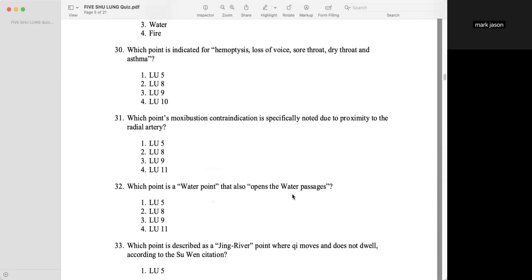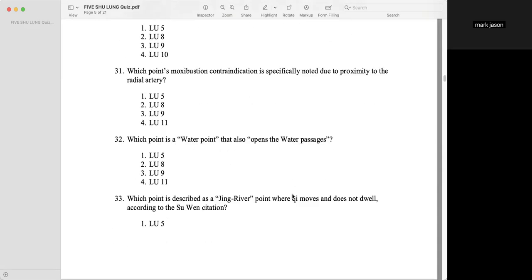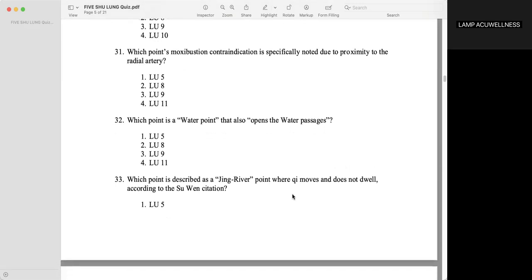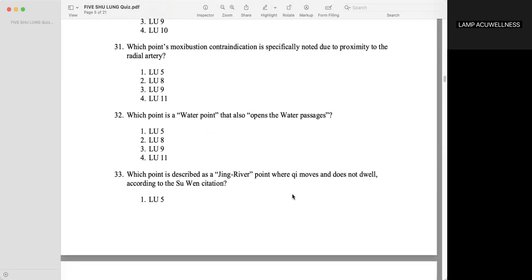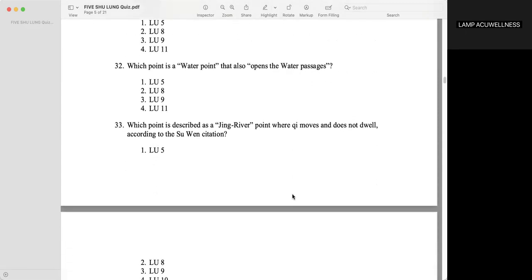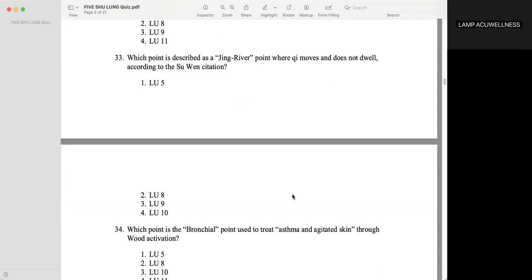Which point is indicated for hemoptysis, loss of voice, sore throat, dry throat, and asthma? Number 4, Lung 10. Which point's moxibustion contraindication is specifically noted due to proximity to the radial artery? Lung 9, number 3. Which point is a water point that also opens the water passages? Lung 5, number 1.